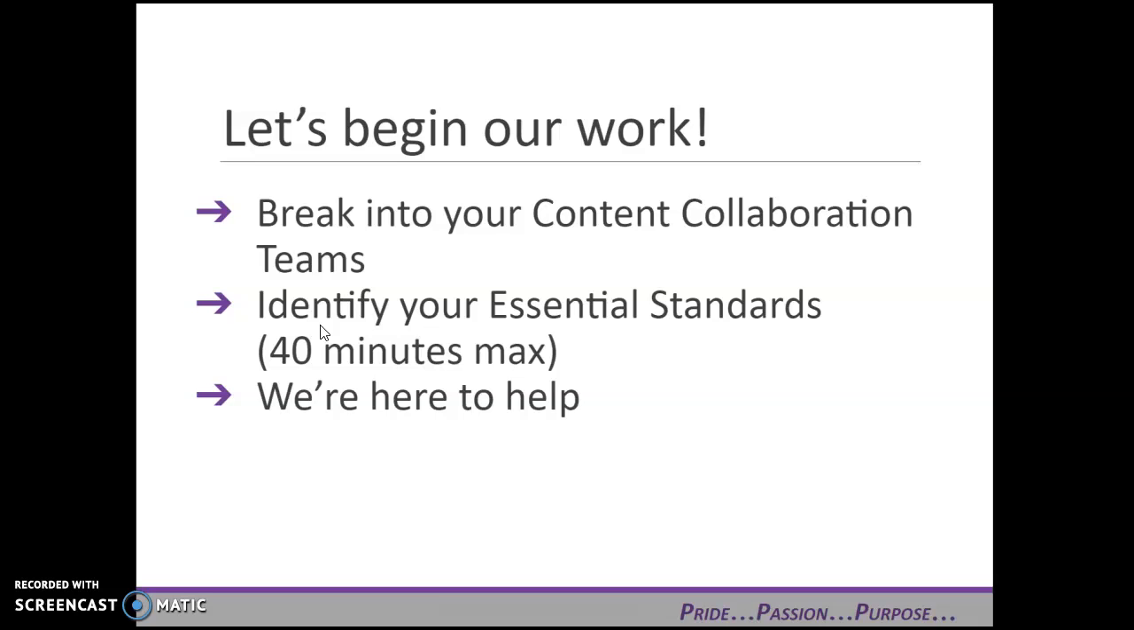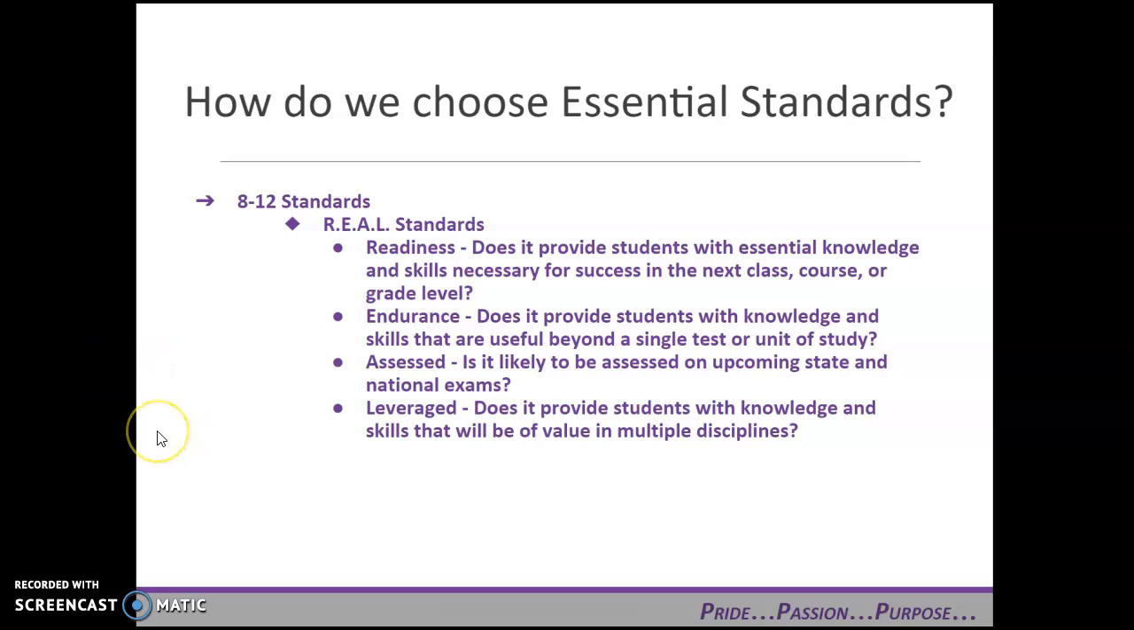And some of you may be wondering, why is it that we're only providing such a limited time, such as 40 minutes? Part of that has to do with the fact that we can debate this for hours and hours and hours. But what we need to do is to go ahead and make a decision about what are these standards that we need to focus on. So go ahead, get started, and please let us know if you need any help or guidance.